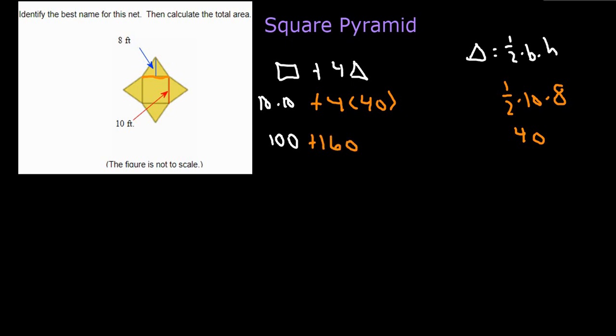And when we add them up, we're going to get 260 feet squared for the total area. And you would get the same if you used the formula. So if you need more time, go ahead and pause it.